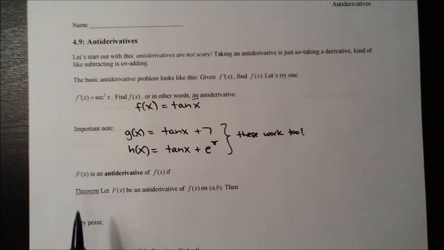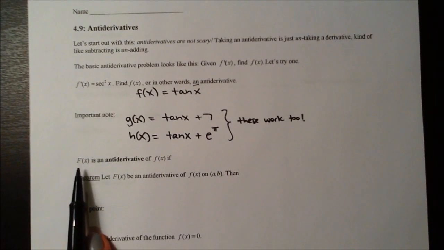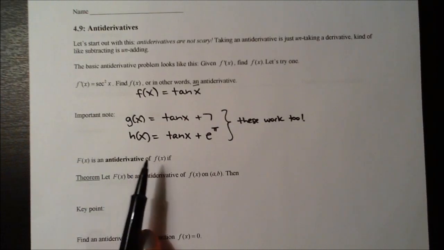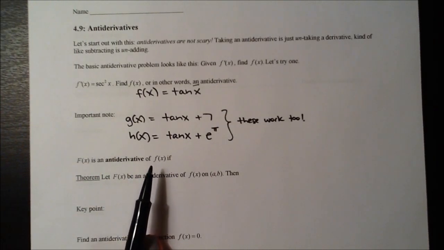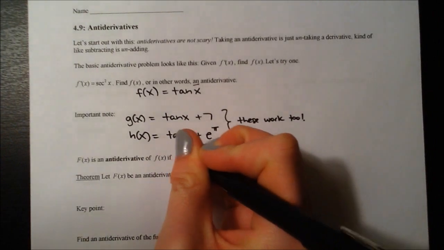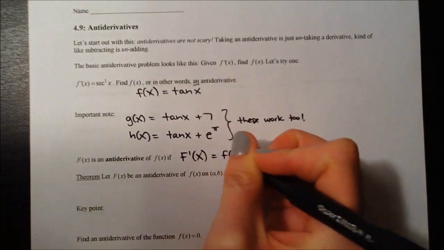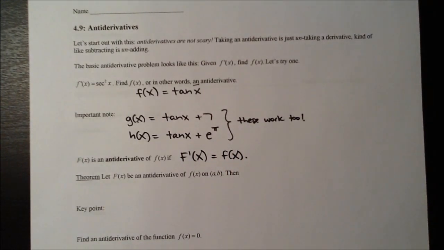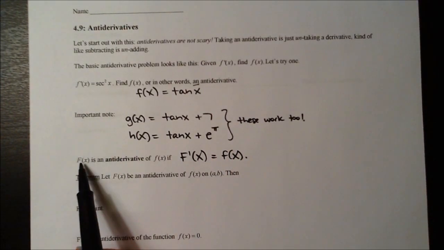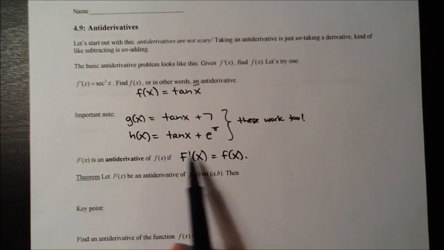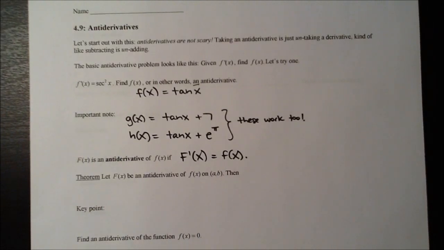Okay, so we say that capital F of x, some function notation, is an antiderivative of little f of x if you take the derivative of capital F of x and it lands you back here at little f of x. So that's just what we did up above. We say that tangent is an antiderivative of secant squared because the derivative of tangent gives us secant squared. So that capital F and that lowercase f seem confusing right now. I promise it will be just fine very soon.